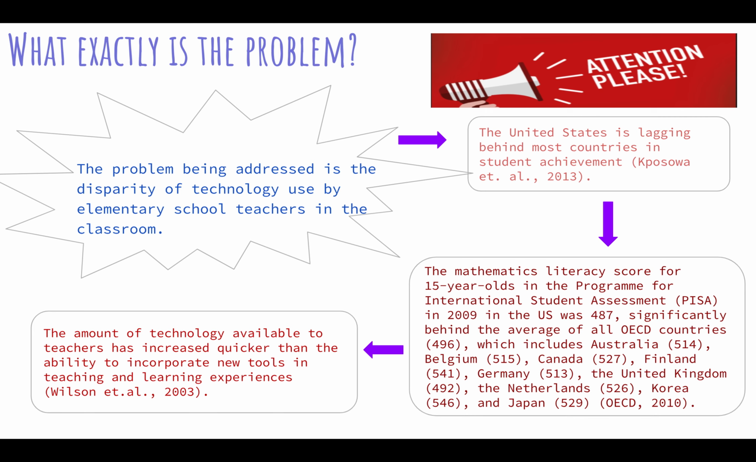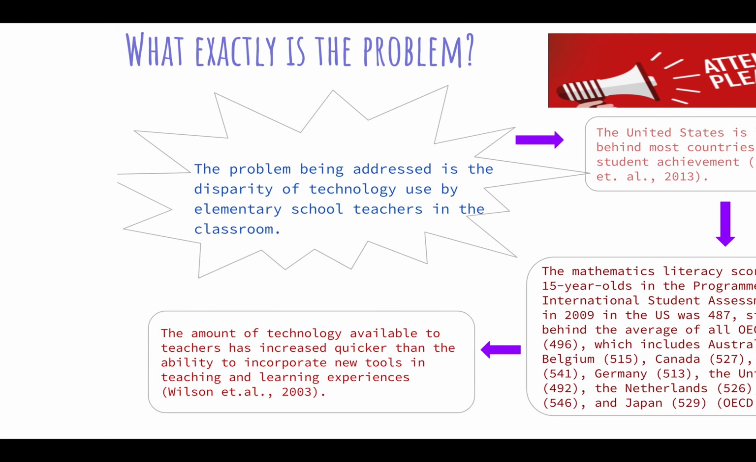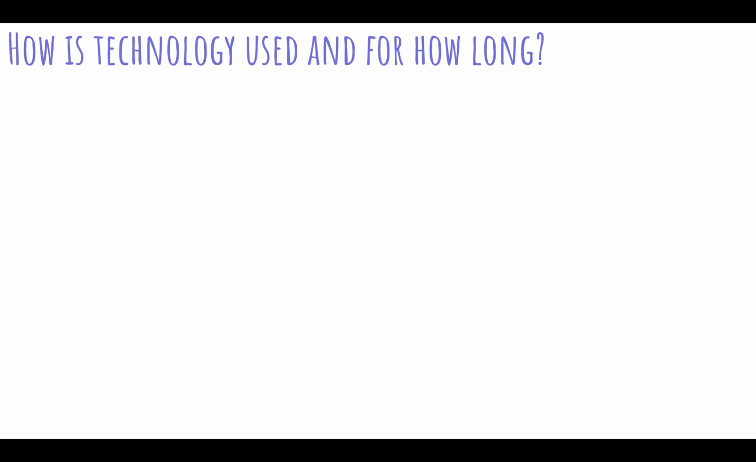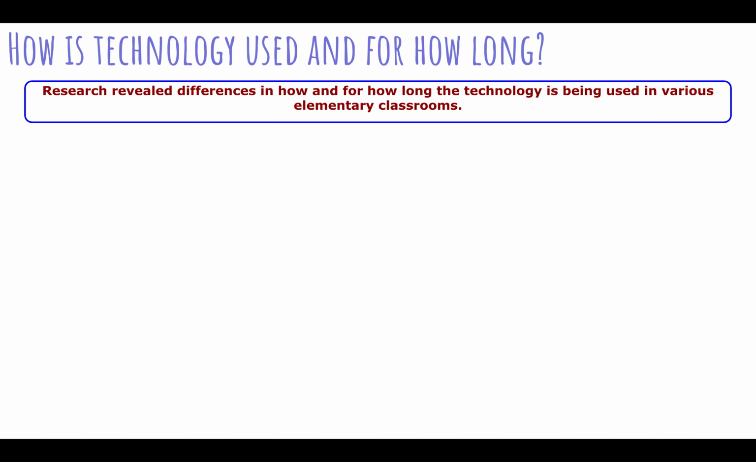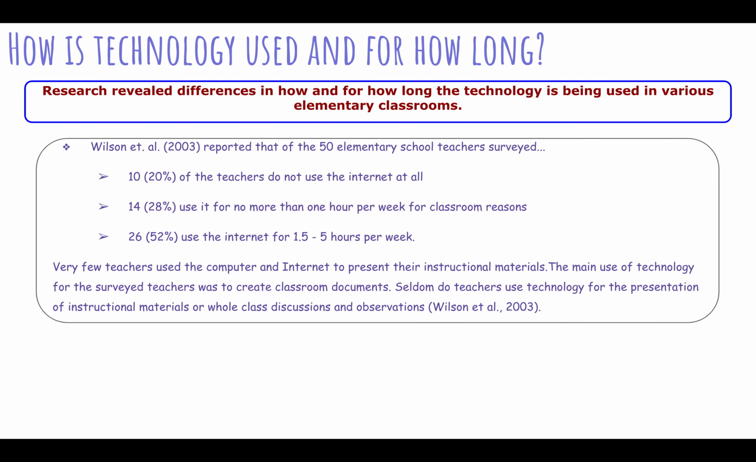The amount of technology available to teachers has increased quicker than the ability to incorporate new tools in teaching and learning experiences. Research revealed differences in how and for how long the technology is being used in various elementary classrooms. Wilson reported that of 50 elementary school teachers surveyed, 10 of the teachers do not use the internet at all, 14 use it for no more than 1 hour per week for classroom reasons, 26 use the internet for an hour and a half to 5 hours per week.